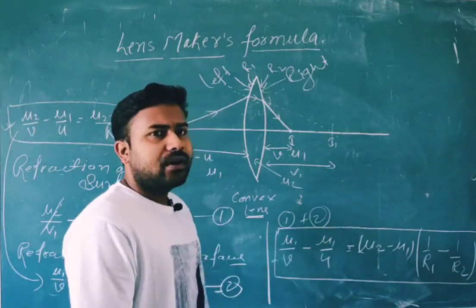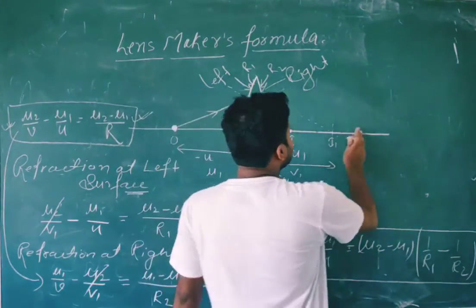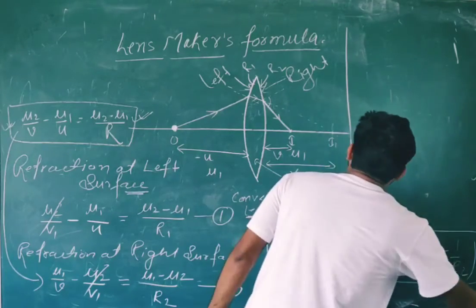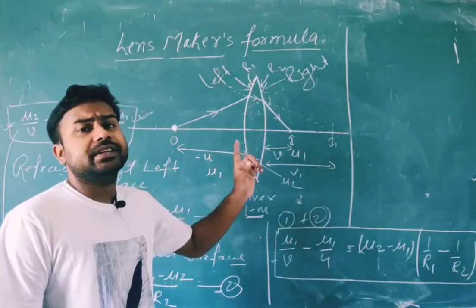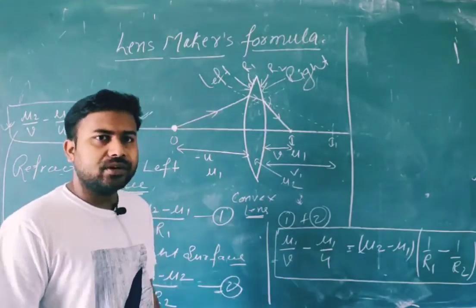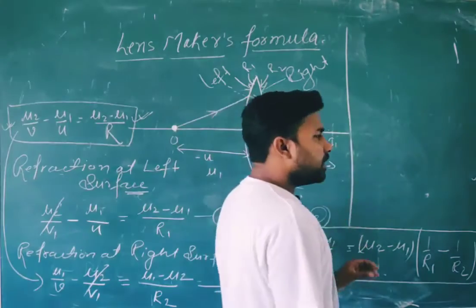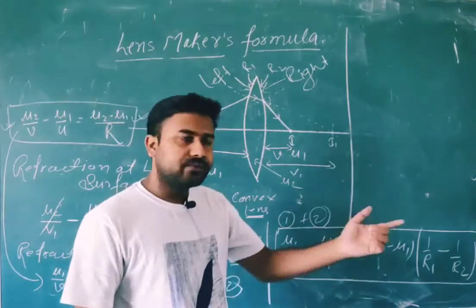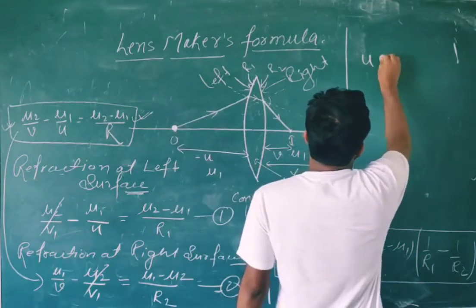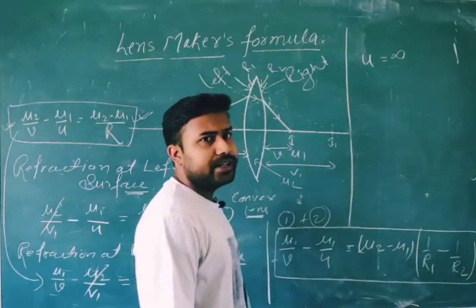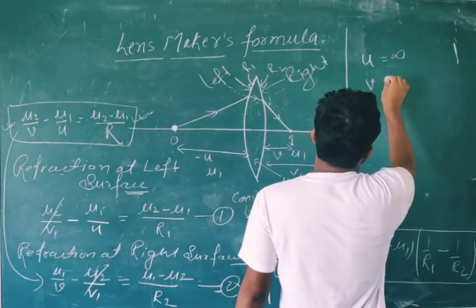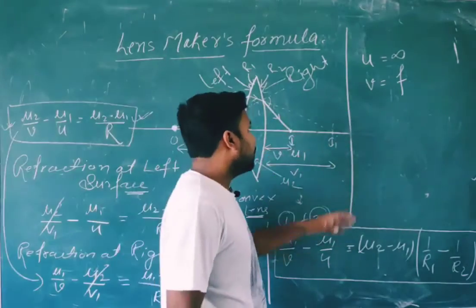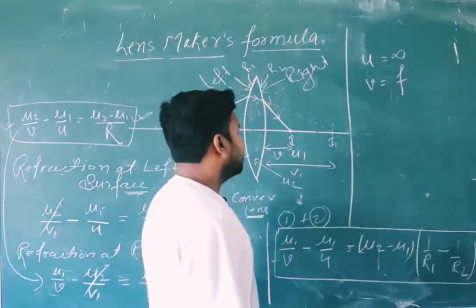Look at this, if our object is at infinity, then where is the image forming? At the focus, we all know. So if our object is situated at infinity, the image will form at focus. So if u equals infinity, then v equals f. We all know this. Now we'll put the values here.